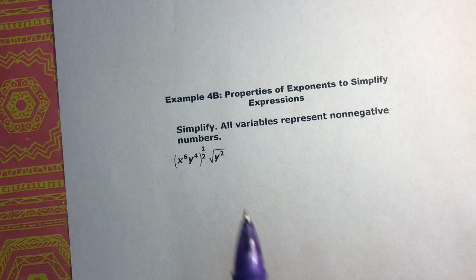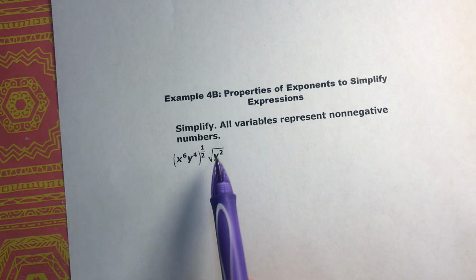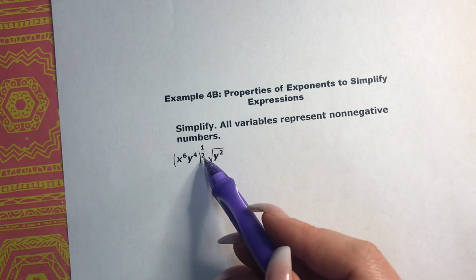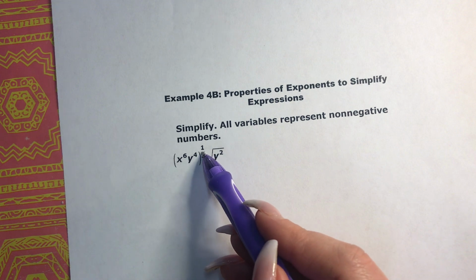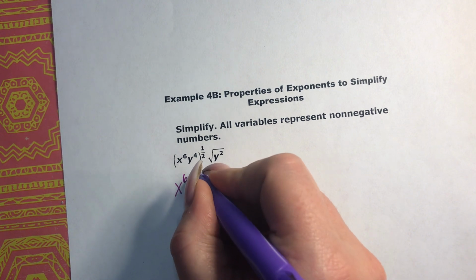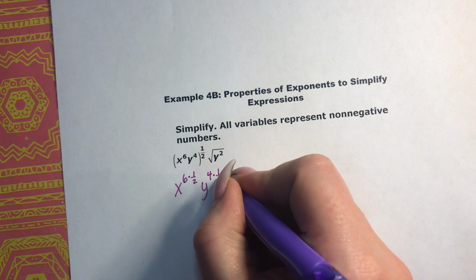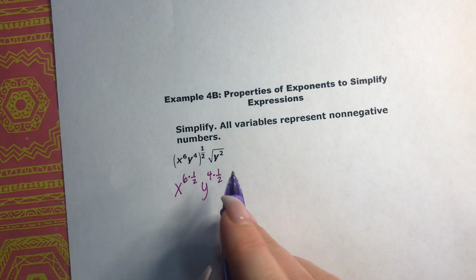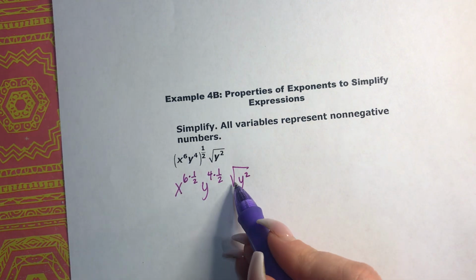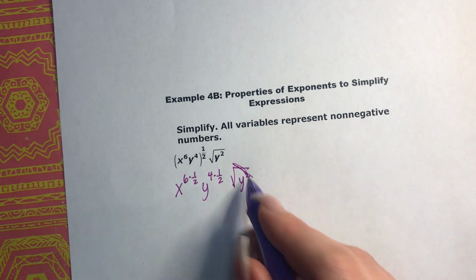Okay, 4b. So there are 2 different parts. There's this first part over here, and then there's this other part. They're multiplied by each other. Here, we have a power rule, and that power is in a fractional form. Totally fine. We just do the same thing. We multiply the exponents. So we have x to the 6 times 1/2, and then y to the 4th times 1/2. And that's multiplied by the square root of y squared. Remember, square roots cancel out squared numbers, so it's just like Fruit Ninja. So that is gone.